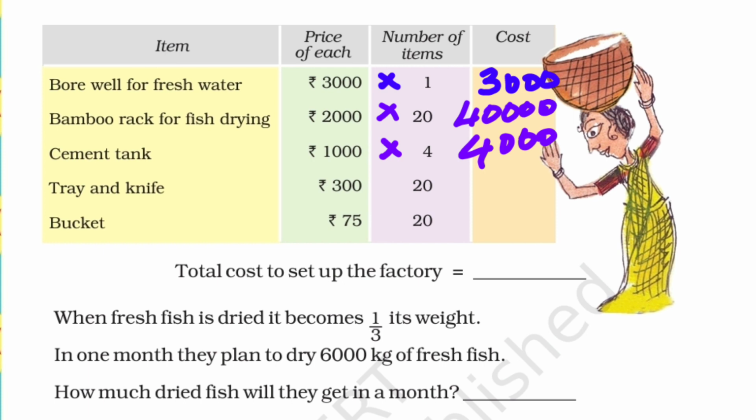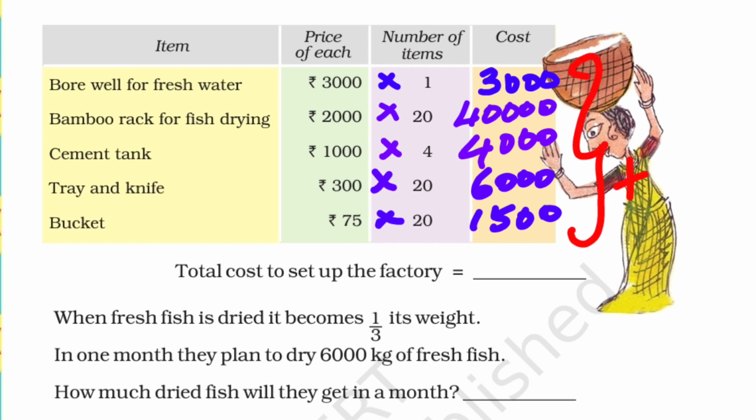Tray and knife. 300 per piece and we need 20 trays and knives. So 300 multiplied by 20 is 6000. So bucket is 75 rupees and we need 20 buckets. So 75 into 20 is 1500 rupees. So total cost to set up the factory. So when we calculate all these, we need to add all these costs. We are getting 54,500. So let's put 54,500.